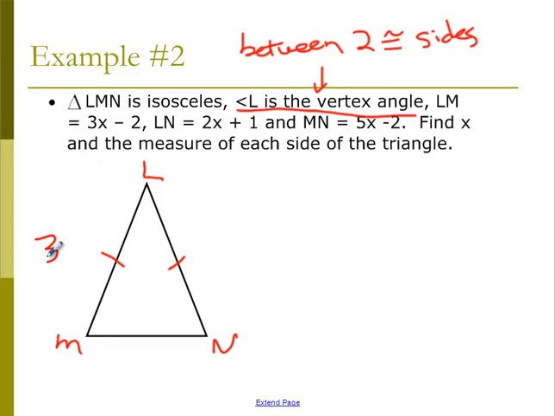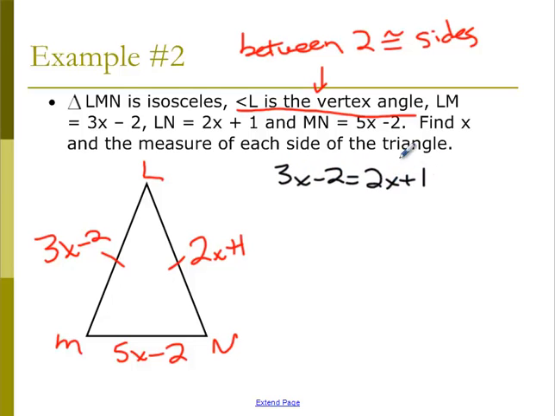LM is 3x minus 2. LN is 2x plus 1. And MN is 5x minus 2. Now, when we do this problem, we have to be careful of what we set equal. Because these two are the only two marked congruent, those are the two that I have to use for my equation. I'm going to subtract 2x from both sides. I'm going to add 2 to both sides and get x is 3.